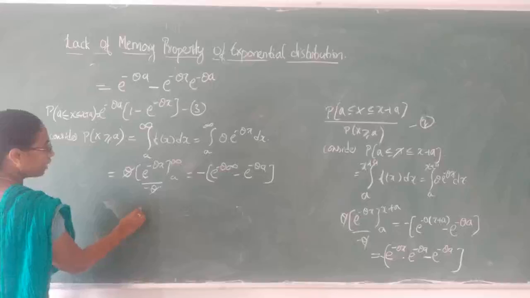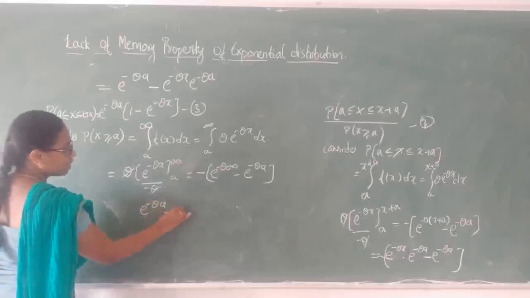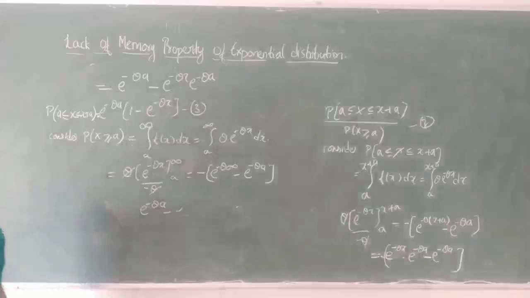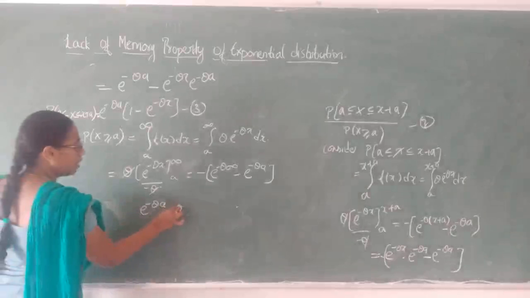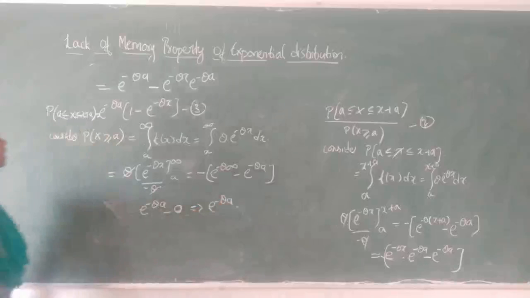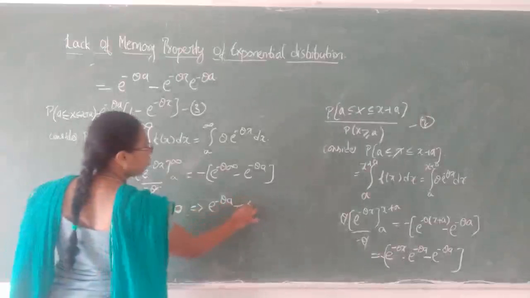So you will be getting e power minus theta a minus e power theta e power infinity. So what is the value of e power infinity? E power infinity is 0. So this value equals e power minus theta a. So now this we keep as equation 4.